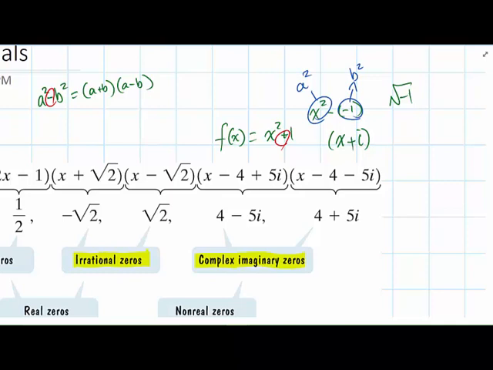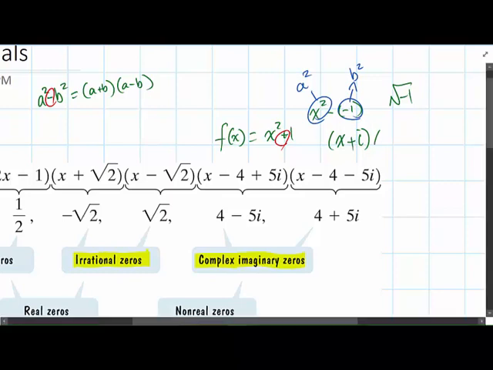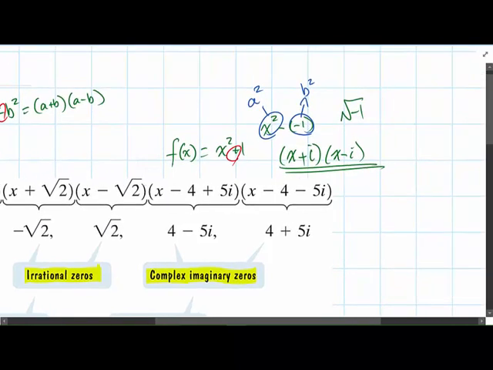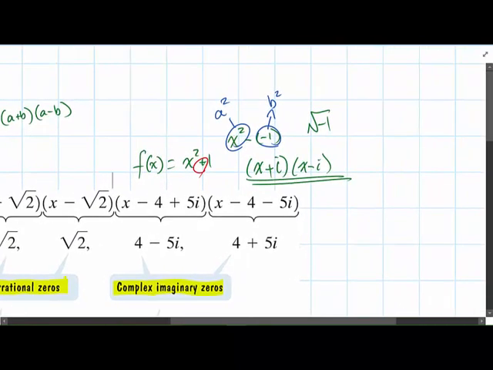But when the problem asks you to include complex imaginary zeros and irrational ones, you have to think hard and try to find the mistake, sort of. So x plus i, x minus i. That's also why they always come in pairs, because you notice a pattern: these are complex conjugates.